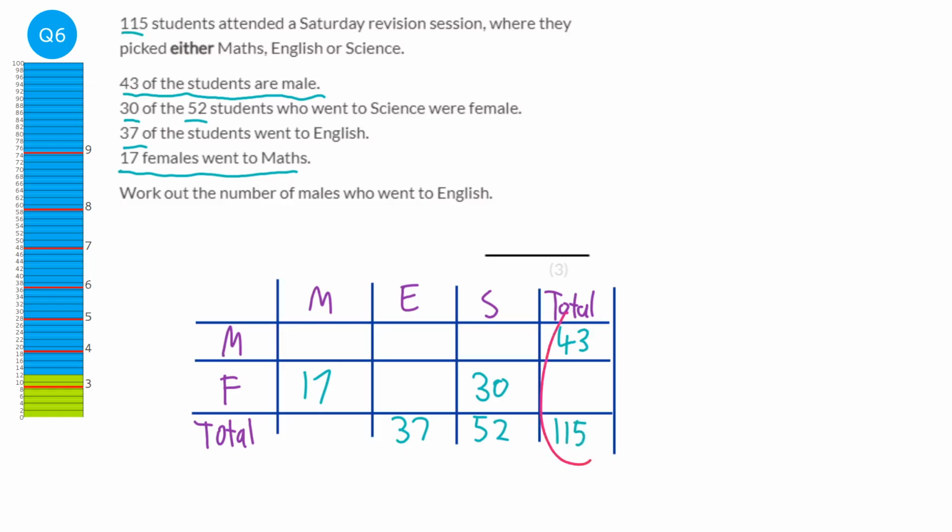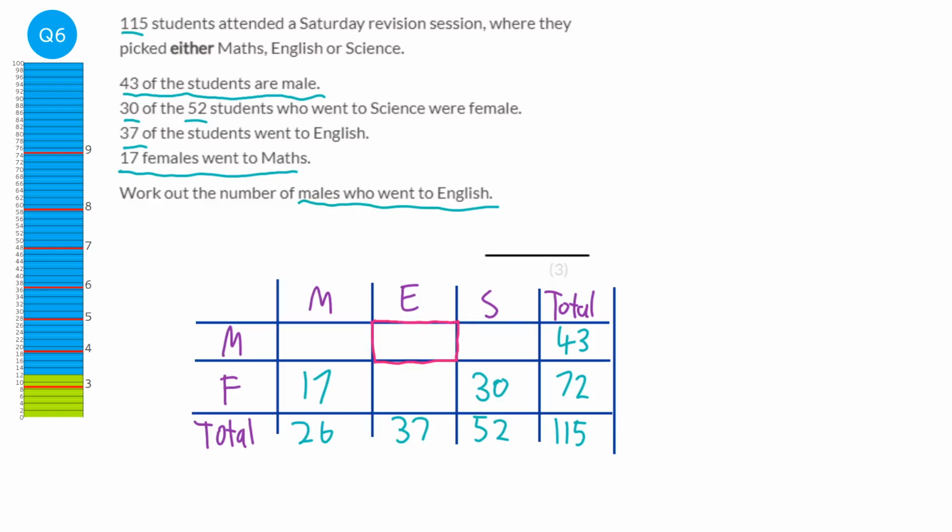So looking at these two, if there are 115 students altogether and 43 were male, that means 72 will be female. Looking along the bottom here, the total of English was 37, the total of science was 52, and the total altogether 115. And notice I'm not necessarily reading the question here, I'm just filling out the two-way table, but we'll read the question at this point. So it says work out the number of males who went to English. Males who went to English will be this box here, so this is our target.